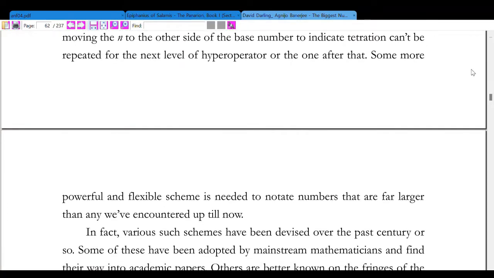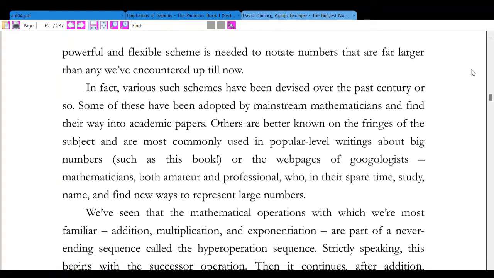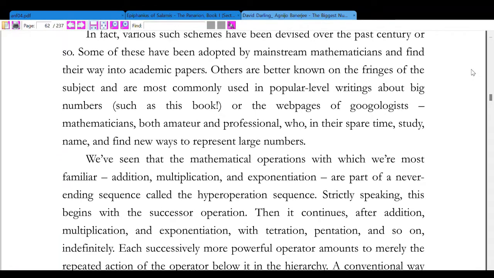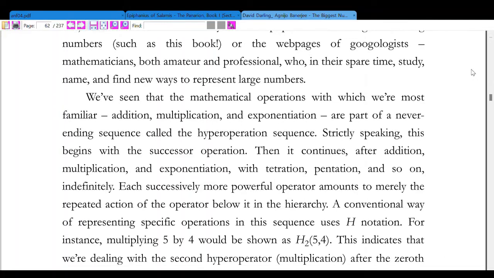Some more powerful and flexible scheme is needed to notate numbers that are far larger than any we've encountered up till now. In fact, various such schemes have been devised over the past century or so. Some of these have been adopted by mainstream mathematicians and find their way into academic papers. Others are better known on the fringe of the subject and are most commonly used in popular level writings about big numbers, such as this book, or the web pages of gogologists, mathematicians, both amateur and professional, who in their spare time study them and find new ways to present large numbers.